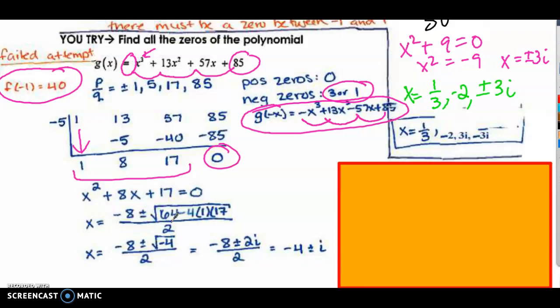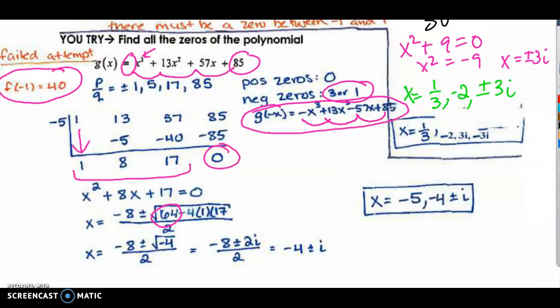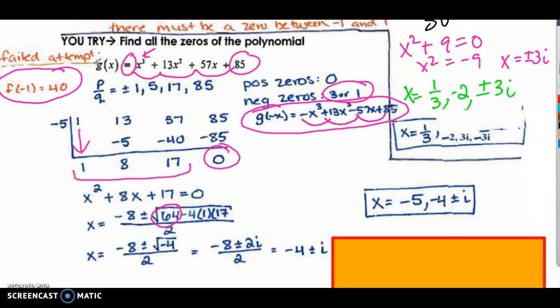So we do -b plus or minus the square root of b squared, no matter if b is positive or negative. When you square a positive or a negative number, b squared is always positive. That number is always positive. Minus 4 times a times c over 2 times a. And then when you simplify it, you get -4 plus or minus i. So the solutions are -5 and then -4 plus or minus i. That means -4 plus i and then -4 minus i, but you just don't have to write it out.